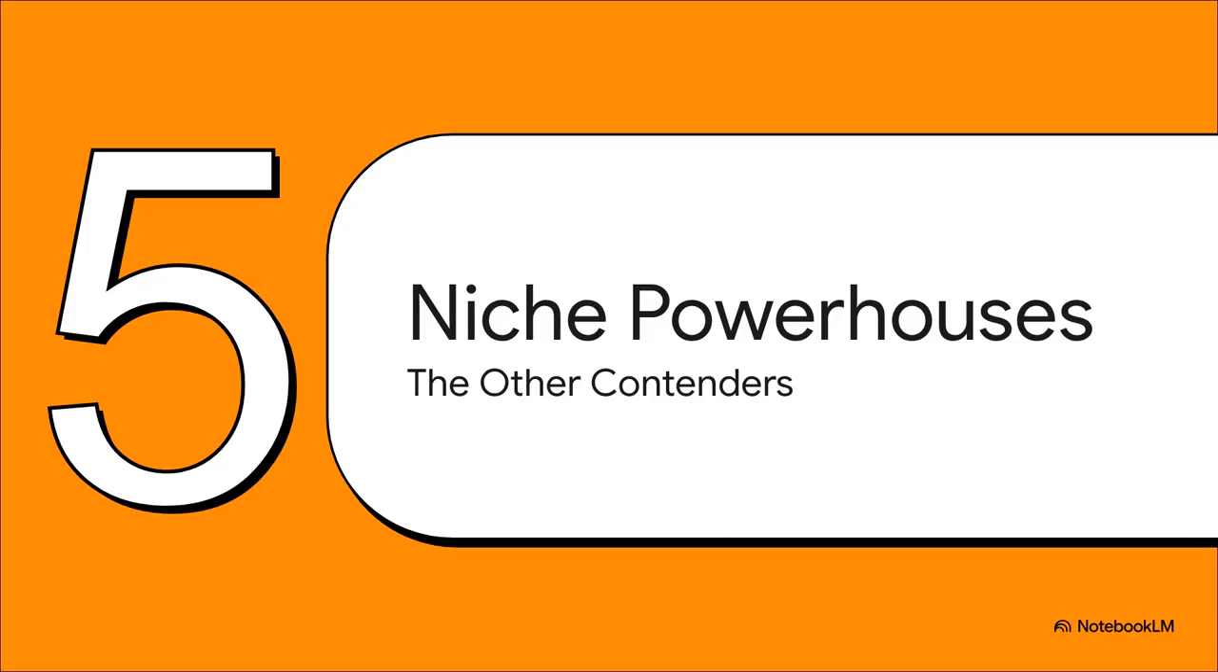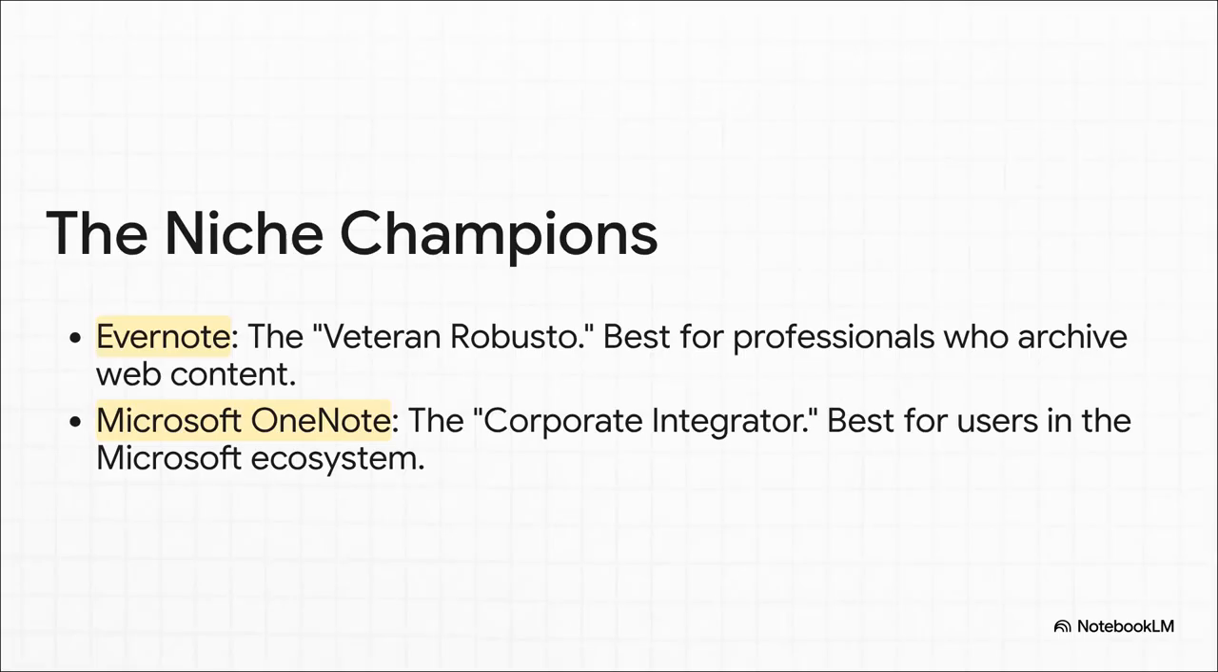Okay, finally, let's quickly touch on 2 other big players that absolutely dominate in their own specific areas. They might just be the perfect tool if your needs are a little more specialized. First up is Evernote. We're calling it the veteran Robusto. Its absolute superpower is capturing and archiving stuff. If you're someone who needs to clip web articles, save PDFs, and then be able to find them instantly with a killer search function years from now, Evernote is still a beast.